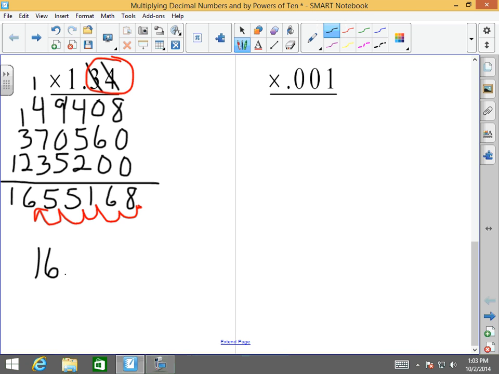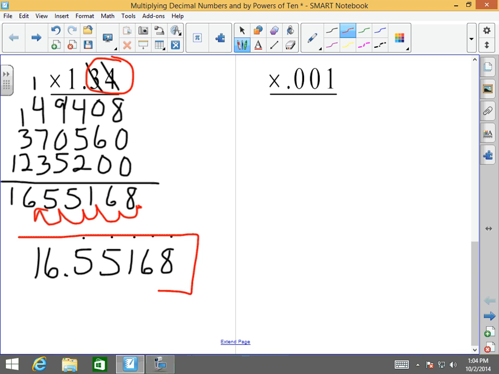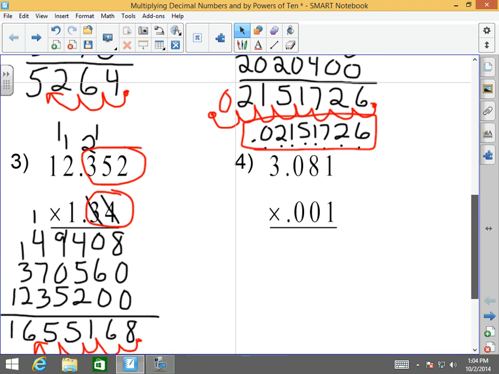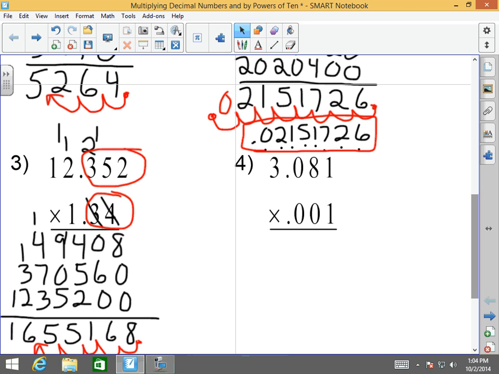So I've got 16 and then we've got 55,168. That's tens, hundreds, thousands, 10,000s, 100,000s. So this would be 16 and 55,168 hundred thousandths. Does that make sense, gentlemen? Pretty simple, right? It's just like multiplying normal numbers, but at the end, you've got to move the decimal to the left as many places as there are decimals in the original problems being multiplied.